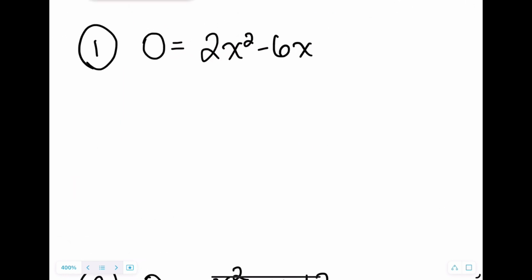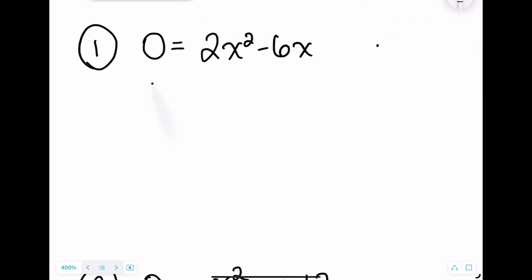Okay, let's take a look at example number 1. In this case, it's special because, as you'll notice, there's no c term or constant to this equation. So that actually makes our life a little bit easier when we're trying to solve this equation.